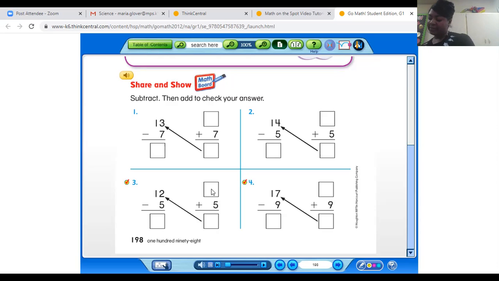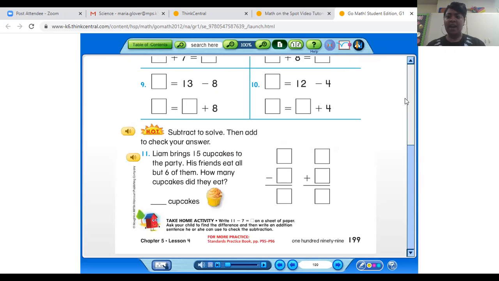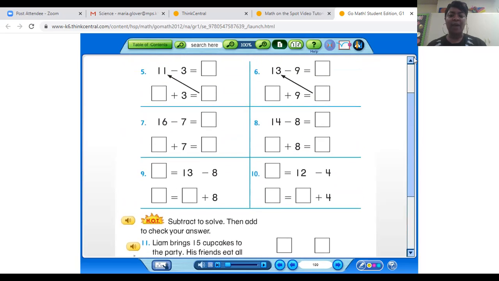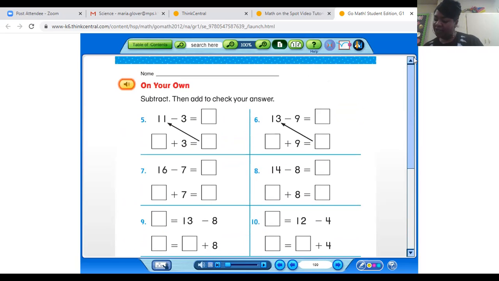17 minus 9. 17 minus 9 is equal to 8. Very good. So my 8 is going to go here. My 17 is going to go here. So what number is missing? The number 8. Very good. All right. So we did quite a few together. We're going to look on page 199. And you're going to do all of these on your own.